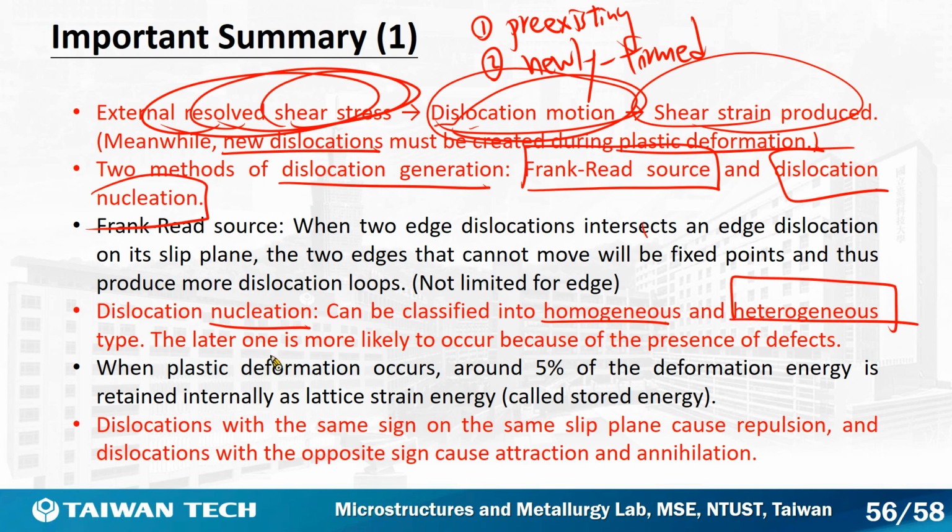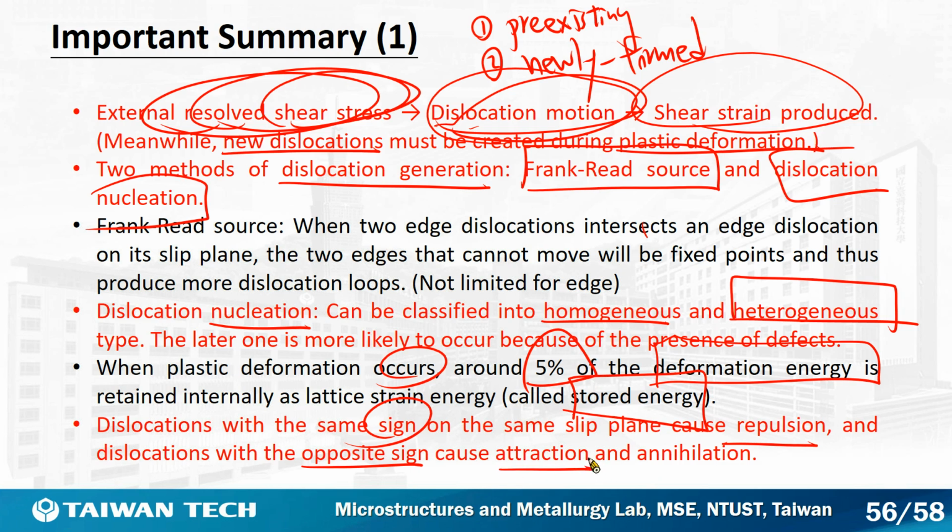And when plastic deformation occurs in the materials, 5% of the deformation energy will be stored in the material. We call it stored energy. And dislocations with the same signs will experience repulsion. With opposite signs, they experience attraction and annihilation. So the repulsion is for strain hardening. And this one is for recovery.